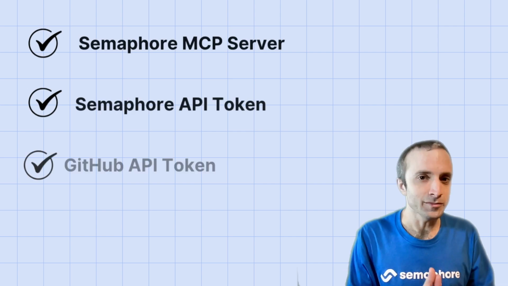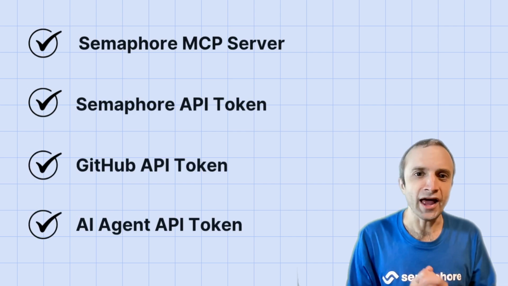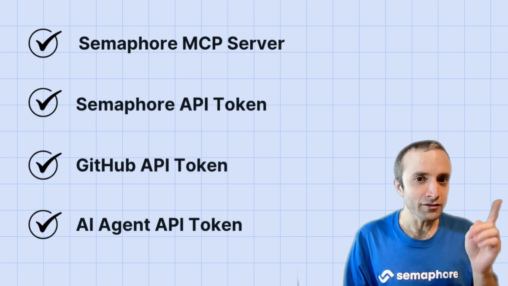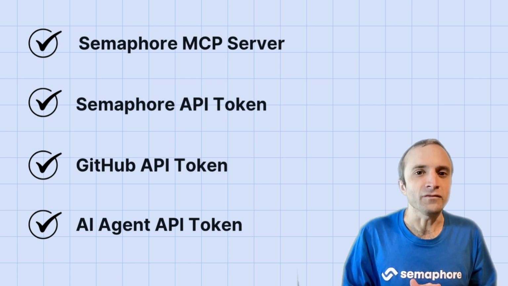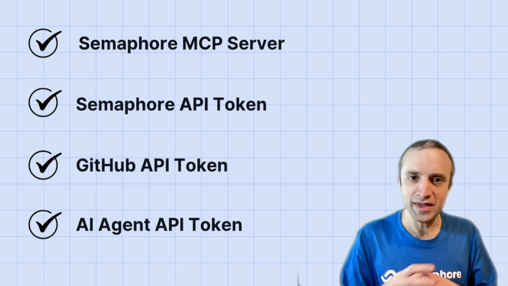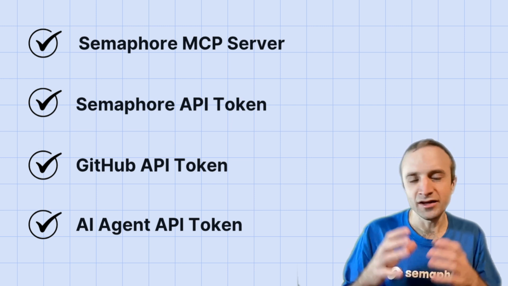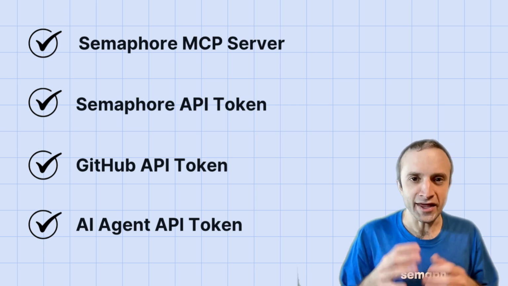To implement self-healing pipelines, you will need the Semaphore MCP server, which you can activate following this card, an API token from Semaphore, an API token from GitHub, and an API token for your AI agent. In this case, I'm going to use OpenAI's Codex.